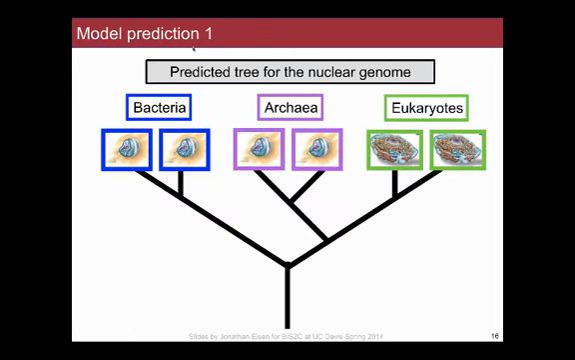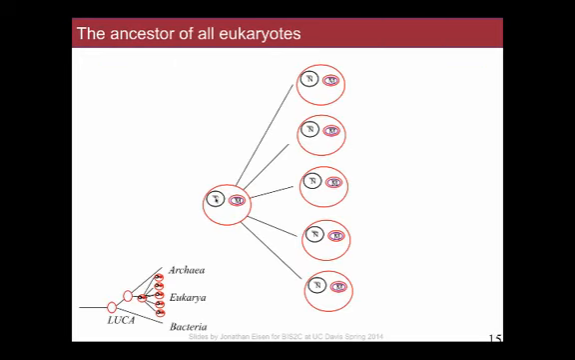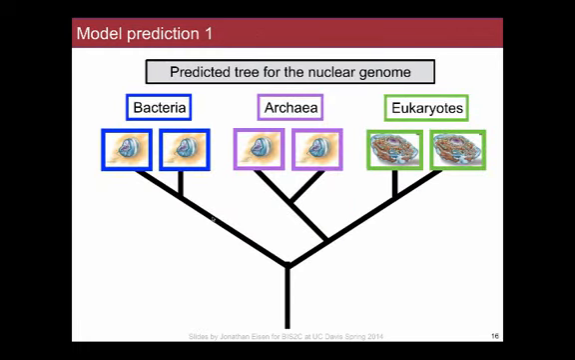So one prediction of this model is that if you look at genes in the nuclear genome and build an evolutionary tree of those genes, they should look something like this, with eukaryotes all grouping together, eukaryotes potentially being the sister group to Archaea, and then bacteria being the outgroup relative to them. That's our model of the 3 domains of life.